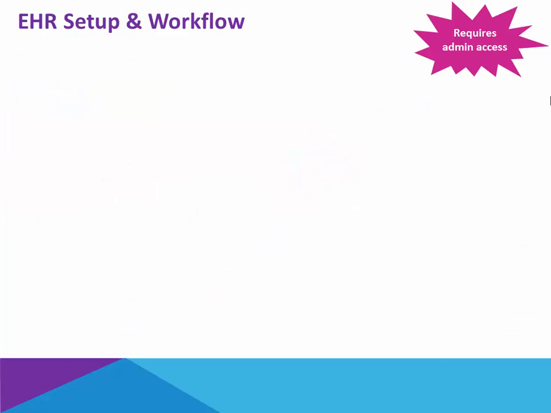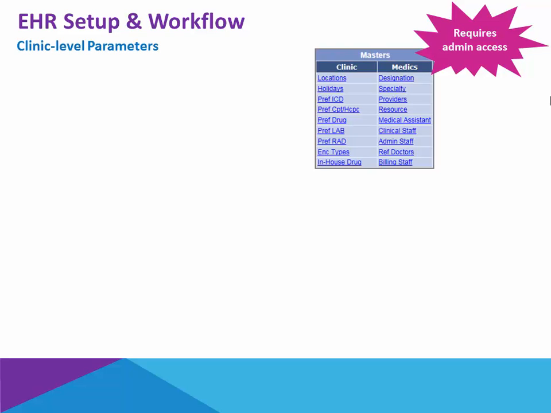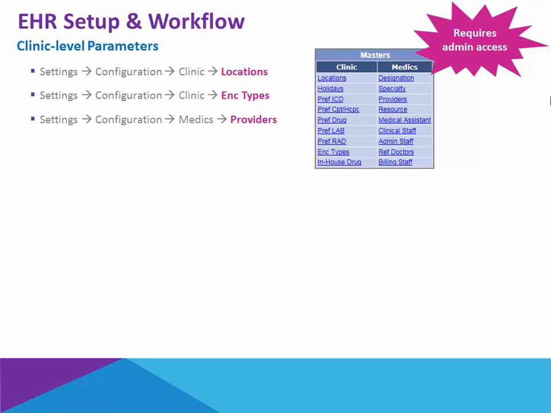Now, this does require administrative access for the user who's going to perform this setup, and it is done under your Settings Configuration menu. And there under our masters, we're going to go into our Location Master, Encounter Type Master, and Provider Master. All three of these have an indicator as to whether or not the value is allowable on the portal. And then, of course, the combination needs to be defined in the provider's availability under their work pattern.